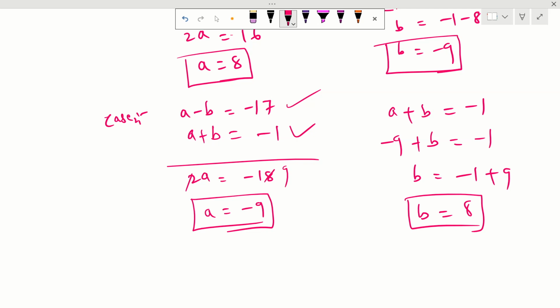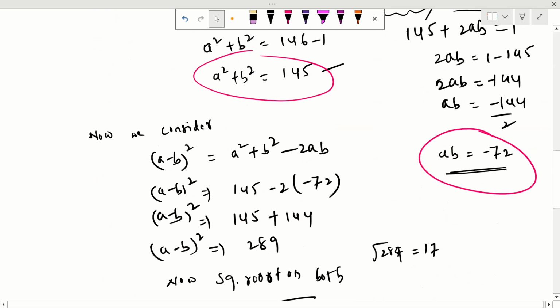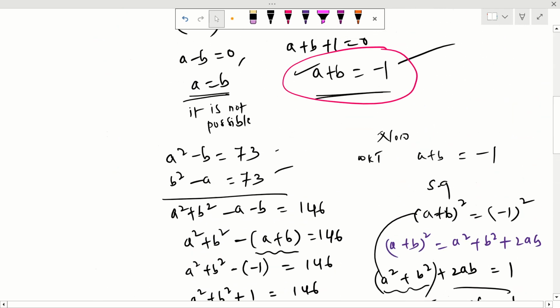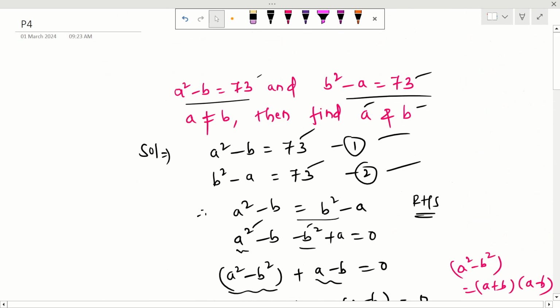So here, if we observe this, in case 1 a is 8 and b is minus 9, and in case 2 a is minus 9 and b is 8. It will be reversed, right? So 8, minus 9 and minus 9, 8. So these are the values of a and b for two different cases, for the given equations, with the condition a is not equal to b, right?